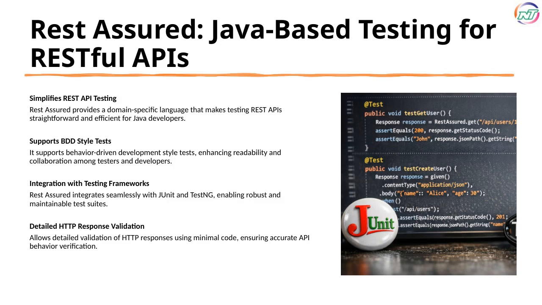One of its key strengths is the ability to validate HTTP responses in detail using very little code, ensuring that API behavior is accurately checked. The image here shows example tests written in Java using Rest Assured, demonstrating how straightforward it is to send requests and then assert both status codes and response content, all within a familiar testing framework environment.